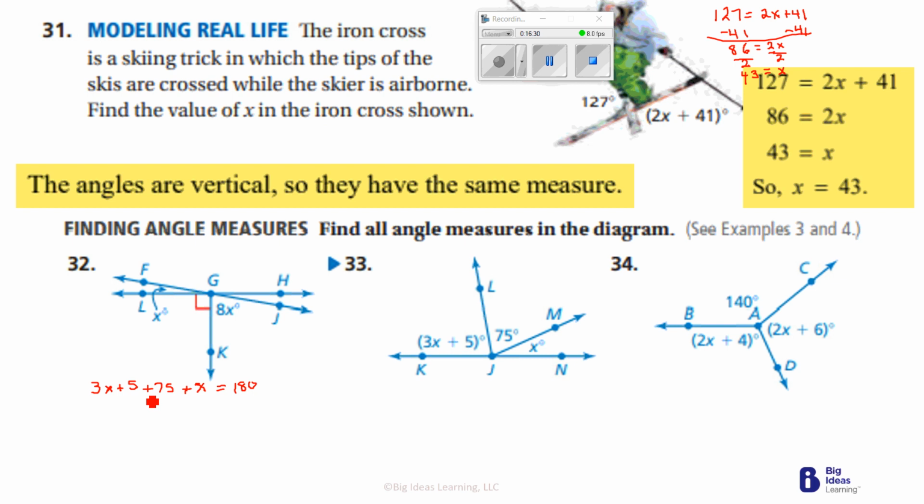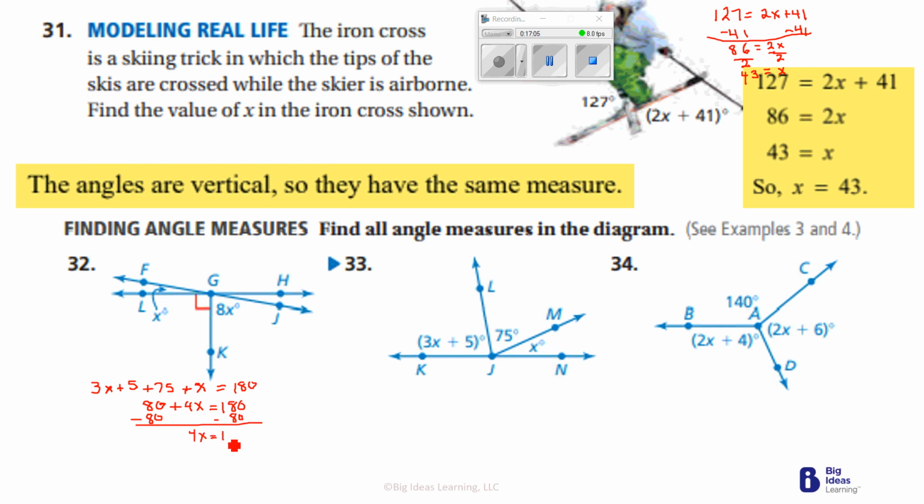If I do this, I realize that I can add 75 and 5, and that's going to make 80. I can also add 3x plus x. That's going to make 4x. Now I can say that I've got to isolate my variable, so I'm going to deal with this positive 80 first by taking it away. Whatever I subtract from one side, I subtract from the other. This gives me 4x equals 100.